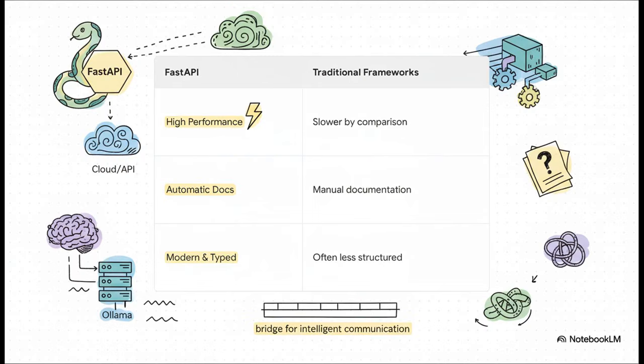So you might be wondering, okay, but why FastAPI? Why not some other framework? Well, for starters, it is built for high performance. It's just way faster than a lot of the older frameworks. But my favorite part? It automatically generates interactive API documentation for you. That is a huge time saver. It's just a modern, clean way to write better, more solid code.